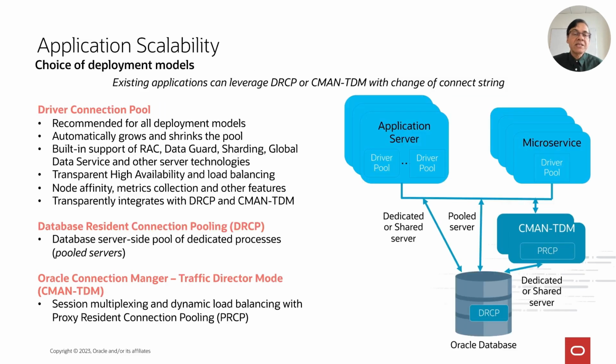Let us now talk about application scalability. Surely you should be using the driver-level connection pool, which has traditionally worked very well. All our drivers support connection pools, and that automatically grows and shrinks the pool based on the load. And the driver pools have built-in support for RAC, Data Guard, sharding, and other technologies, which also ensure transparent high availability and load balancing, in addition to node affinity, metrics collection and other features.